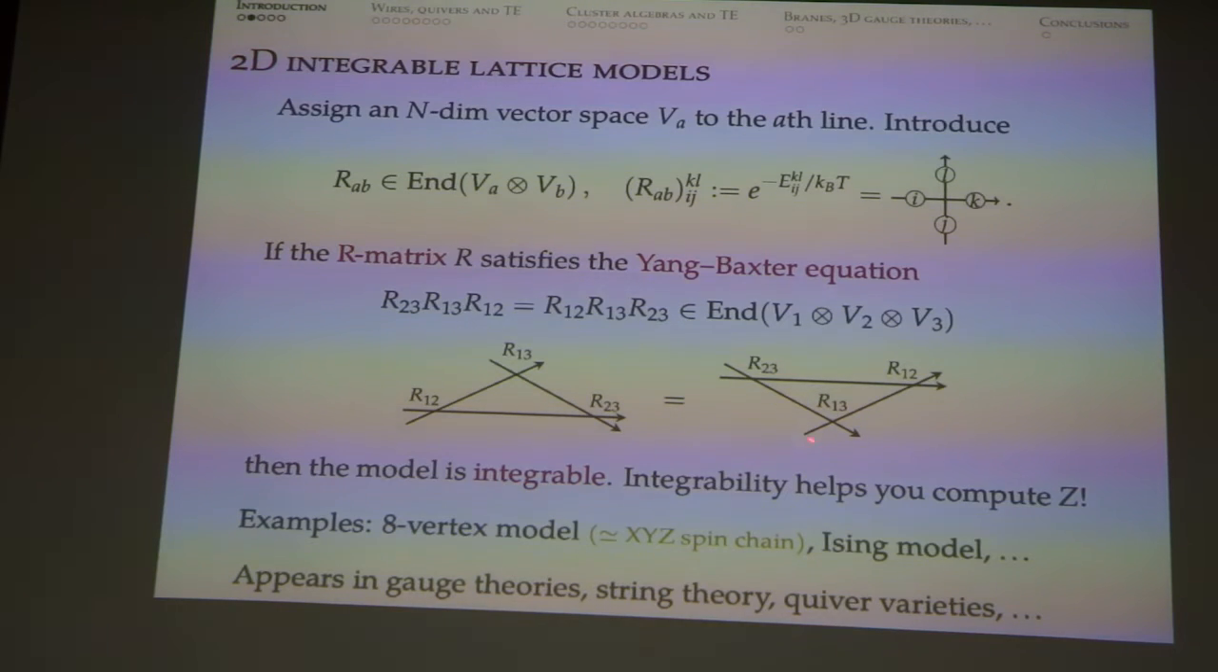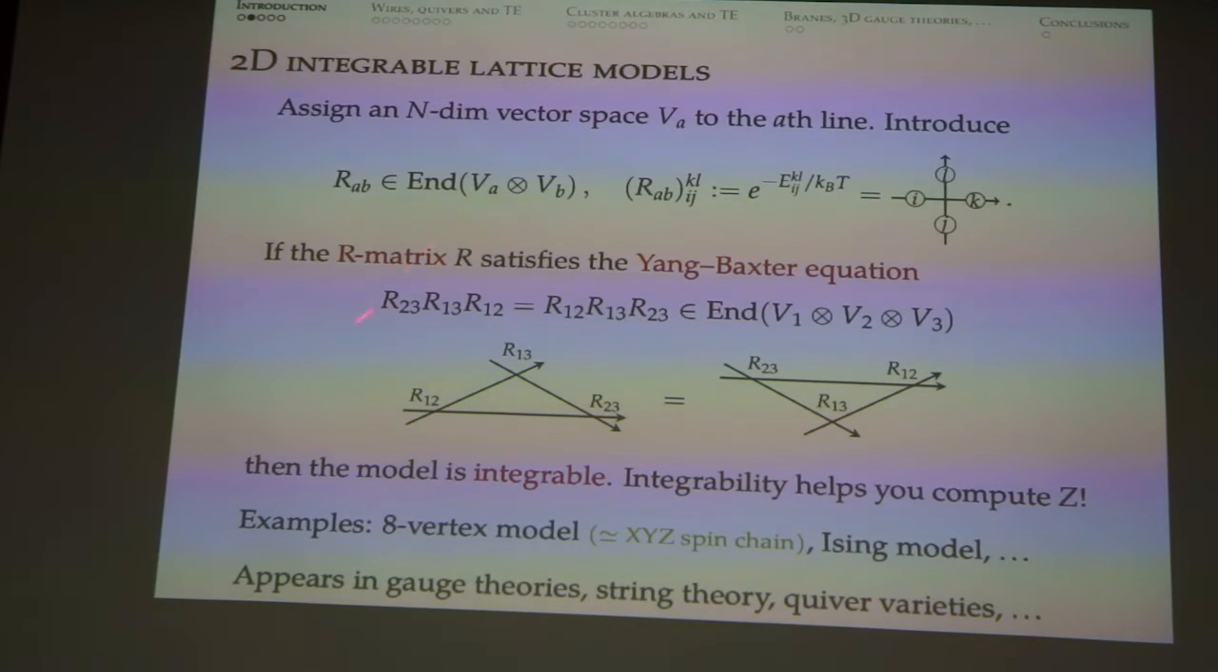And then there's a famous argument, which I'm not going to review here, which says that if this R matrix, this operator you construct from the interaction energy, satisfies this equation, then the model you're considering is integrable. There's a technical sense in which I mean integrable, but I'm not going to really explain that. But the point is, if the model is integrable because the Yang-Baxter equation is satisfied, then it helps you compute the partition function. And this has been very powerful and influential.